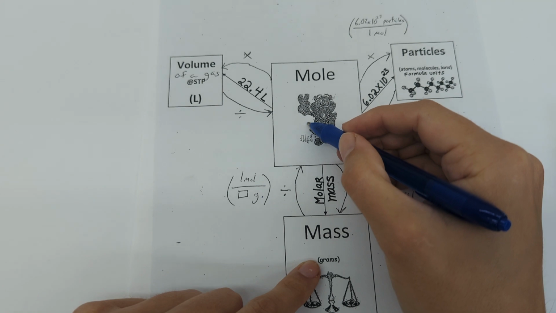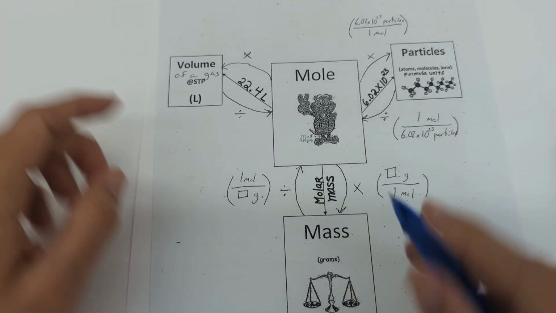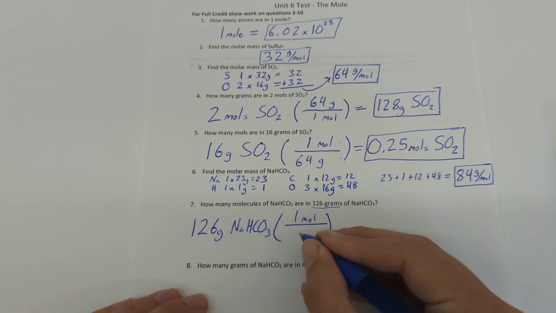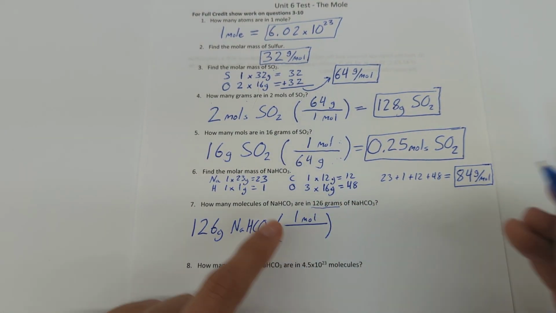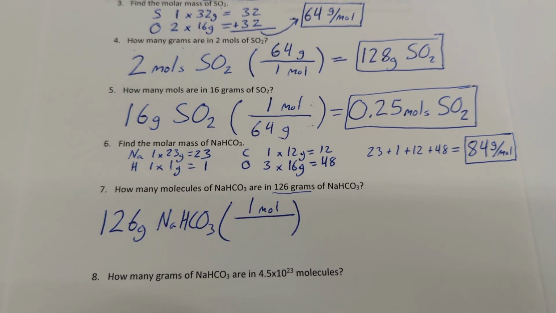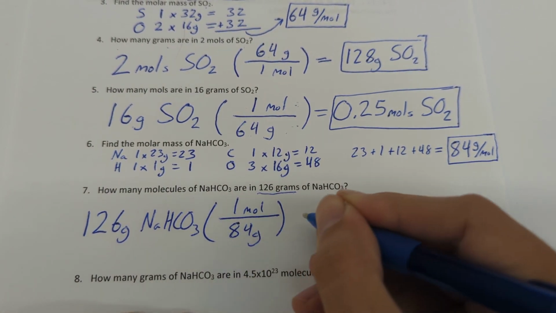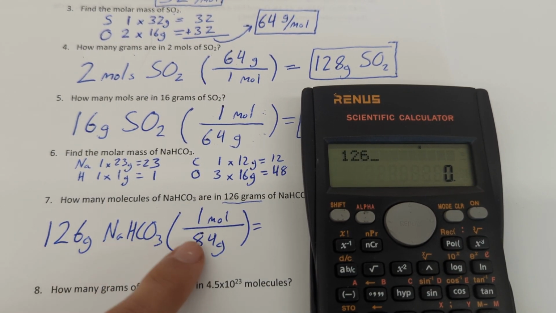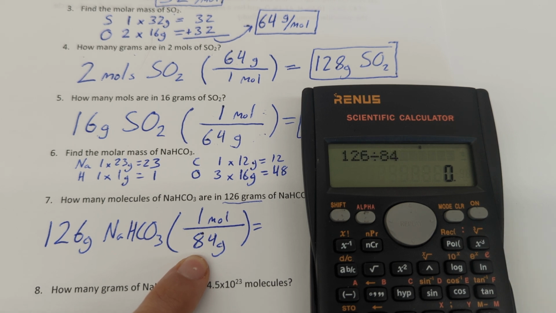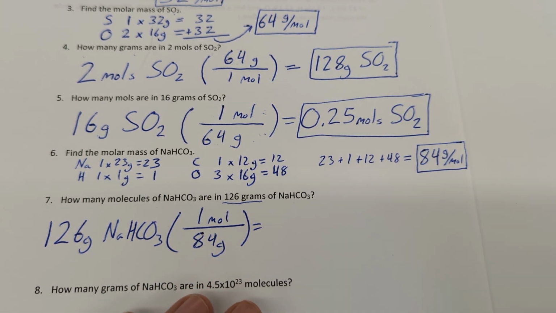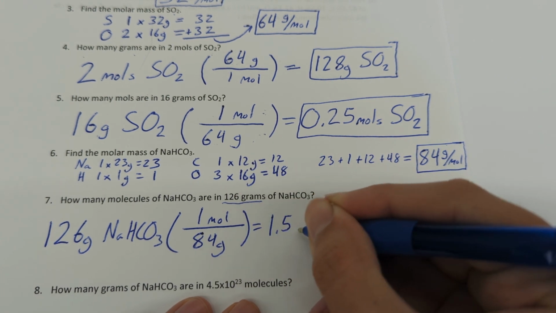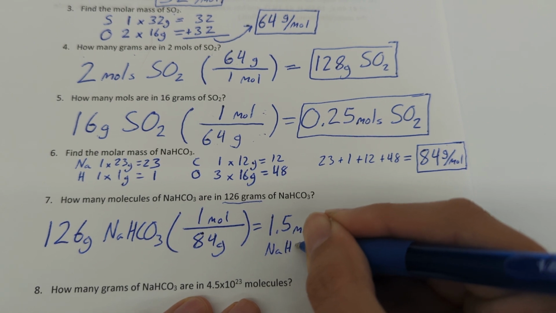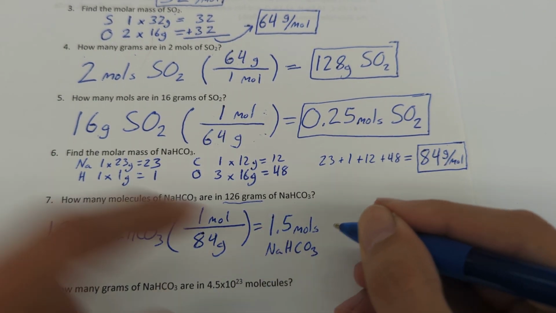Let's just jump up to moles. So to get to moles, I got to divide by my molar mass. So I got 1 mole. My molar mass, we just calculated that. 1 mole is equal to 84 grams. So let's plug that in our calculator. 126 divided by 84 because the 84 is on bottom. And we got 1.5. And that 1.5, the units there are moles of NaHCO3.